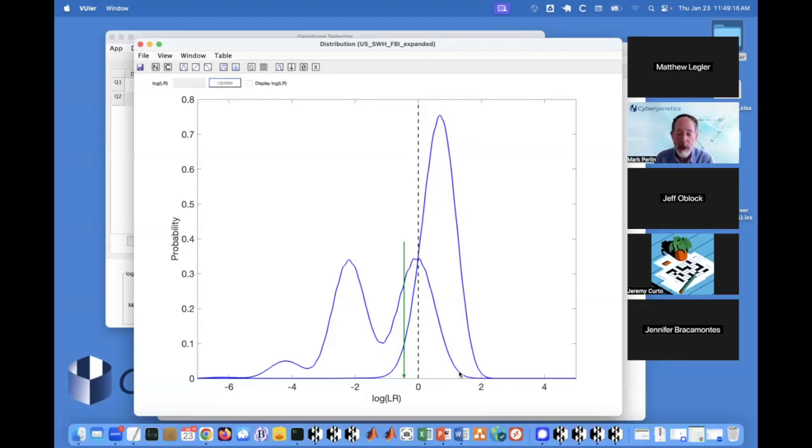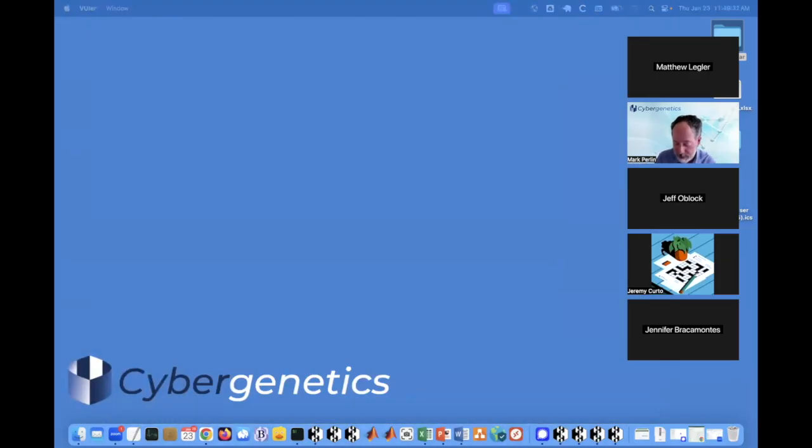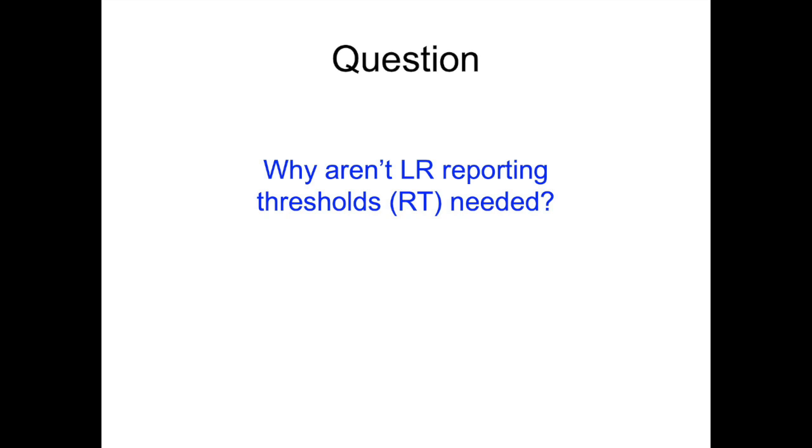The distributions give what I think is the clearest answer to what's going on when you don't give a Bayesian system enough data. Okay, so let's quickly do 2 things and then wrap up. We have the next question, which is, why don't you need LR reporting thresholds, these RTs? Why don't you need them? And let's take a look on the next slide.